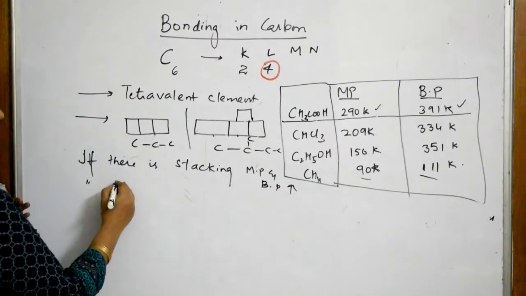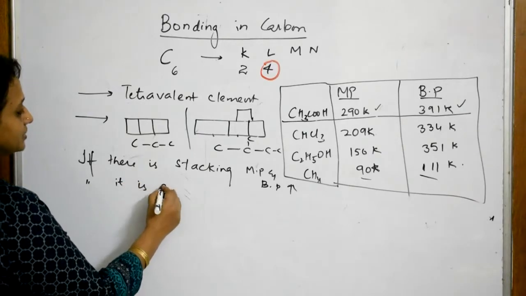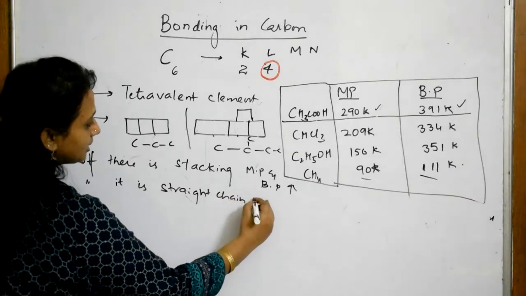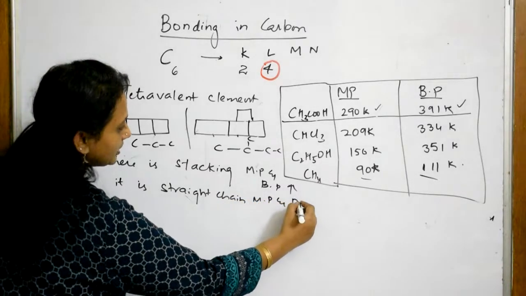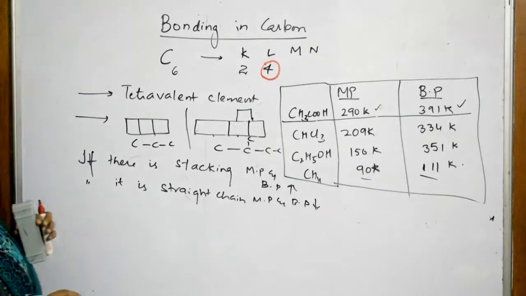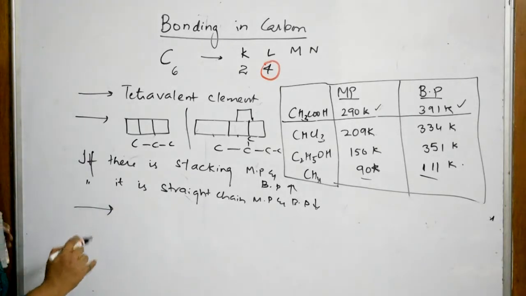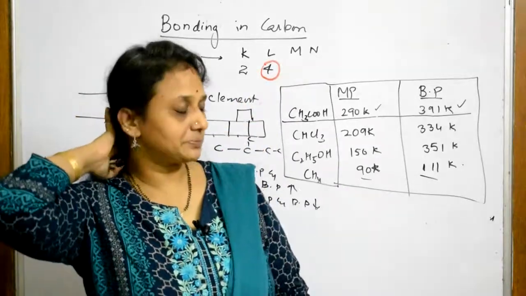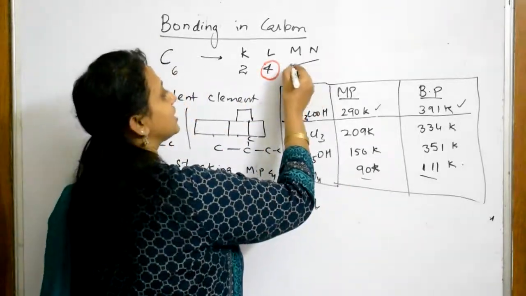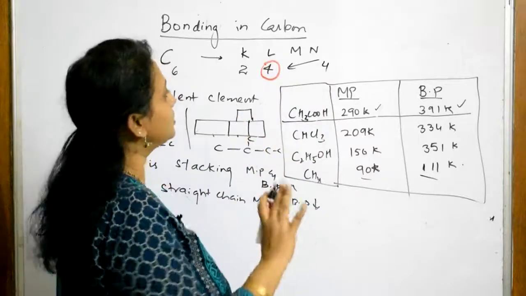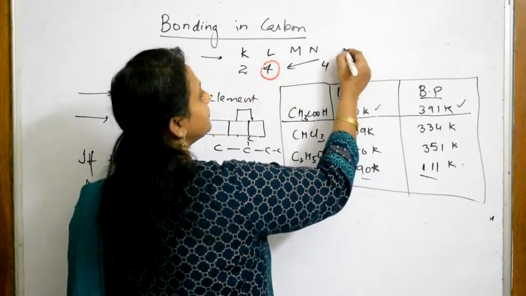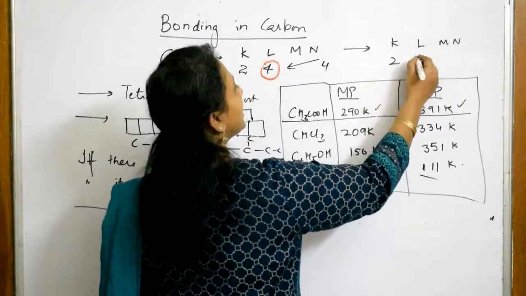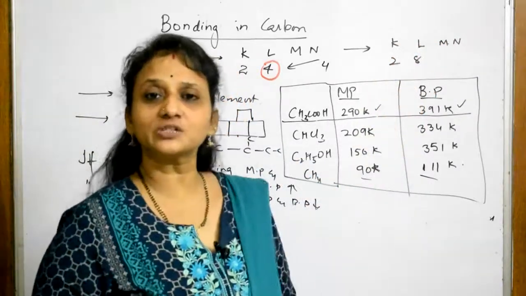Now if it is a straight chain, what will happen? You can write melting point and boiling point decrease. Simple. Now we will come to the next thing. Always remember, as I said, carbon requires how many electrons to become stable? It requires only 4 electrons. If it attains 4, what will happen? See here, then the configuration will become K L M N, 2 8. 28 means whose configuration?